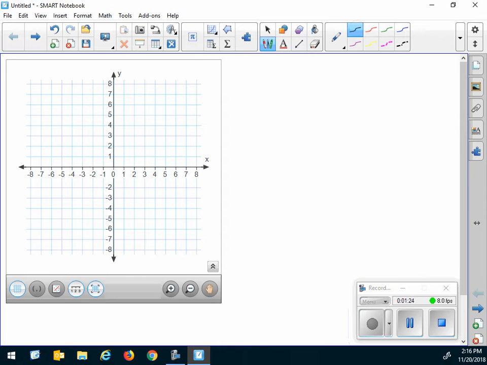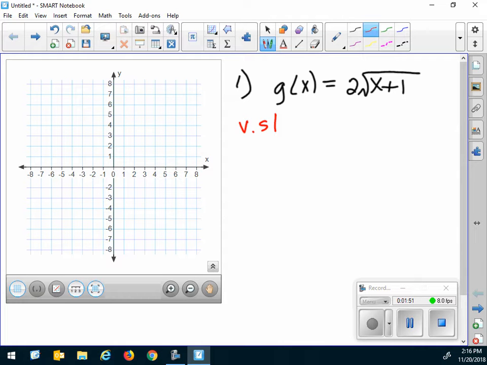Number 1, g of x equals 2 times the square root of x plus 1. The first thing I want you to do is to decide and write down what the transformations are from the parent graph of square root x. What does that 2 tell us to do? Vertical stretch by a factor of 2.